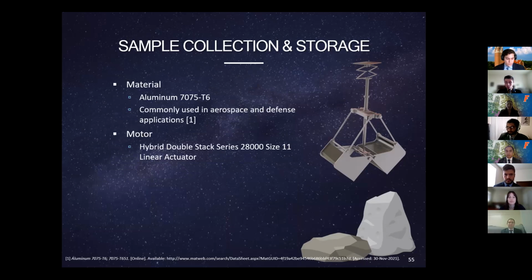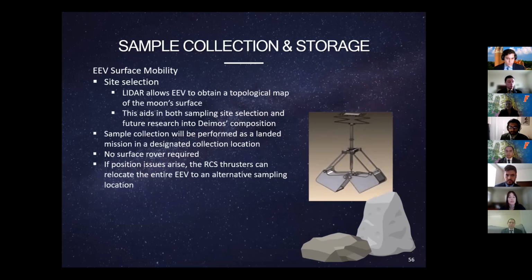Next slide, please. The sampling mechanism will be manufactured using 7075 T6 aluminum to balance weight and structural integrity, and the linear actuator will be a size 11 series 28000 hybrid double stack. Next slide, please. About surface mobility, the collection process will be performed as a landed mission from the EEV in a determined collection zone using the LiDAR to map out the moon's surface. If there is some sort of issue with the desired landing area during the mission, then the RCS thrusters are capable of moving the EEV to a different site if needed.